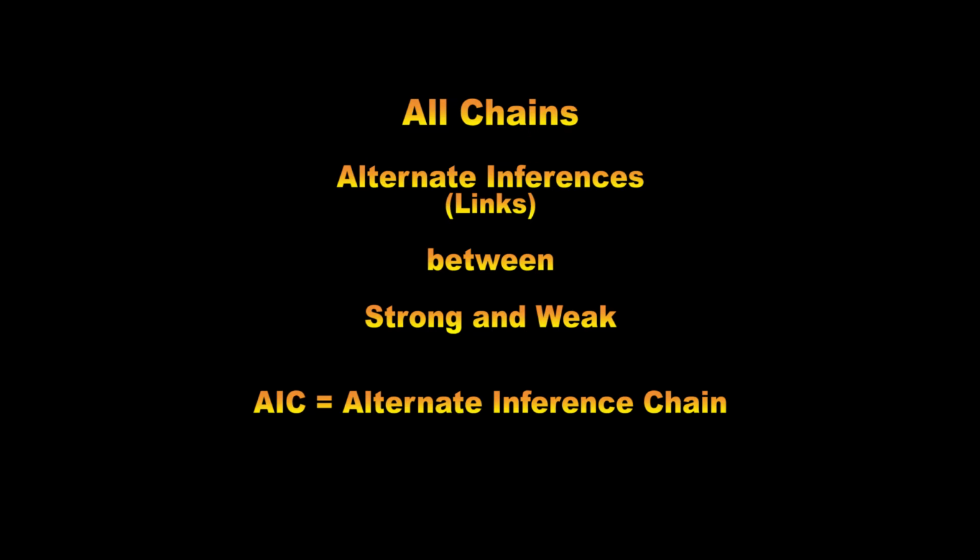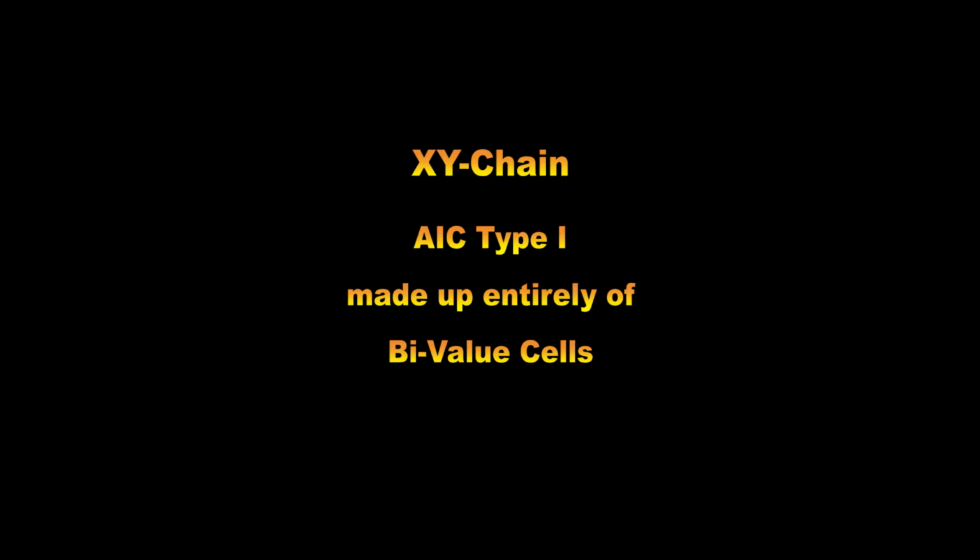I touched on XY chains for a moment in video number 18 on bi-value cells. So if you saw and understood that, you will have a head start on today's lesson. As we know, all chains in Sudoku are made by alternating the links, strong, weak, or weak, strong, etc. This is what is meant by the term alternate inference chain, or AIC. An XY chain is simply an AIC made up entirely of bi-value cells.